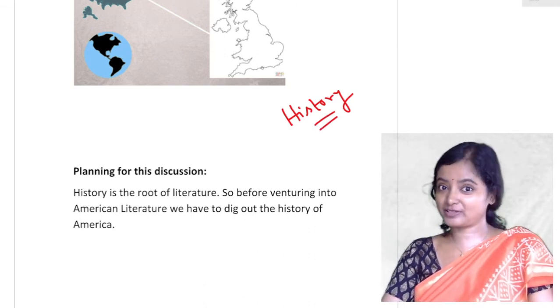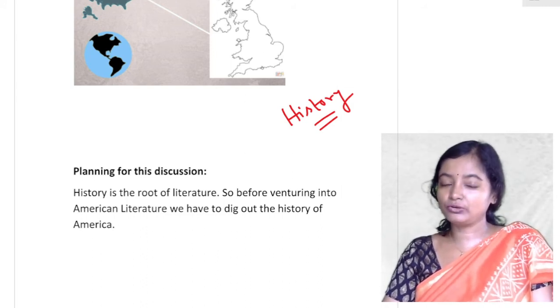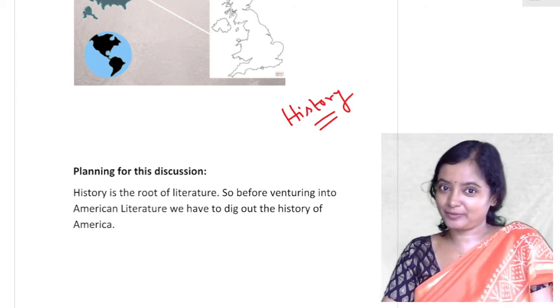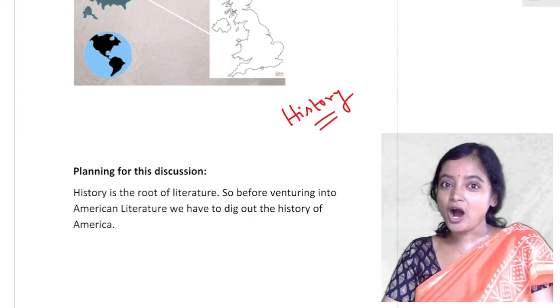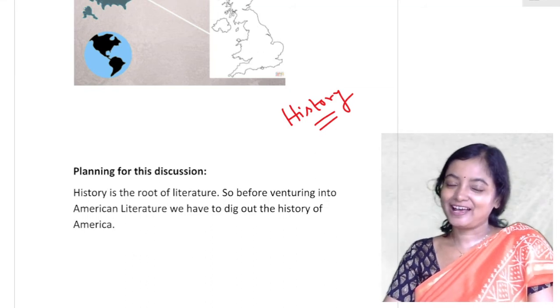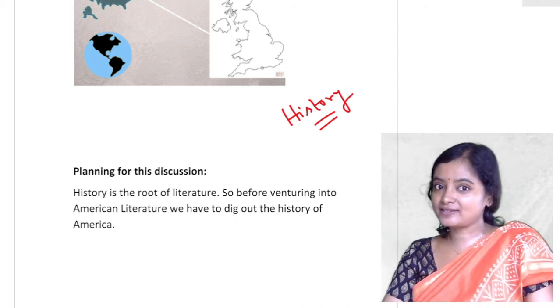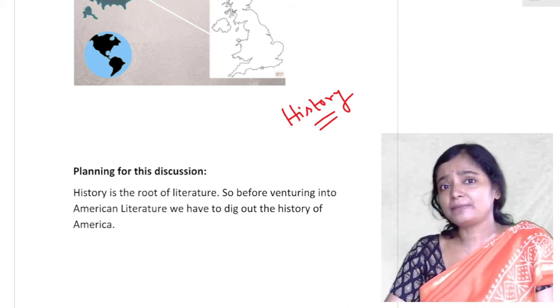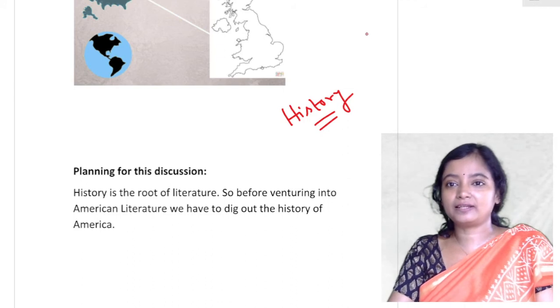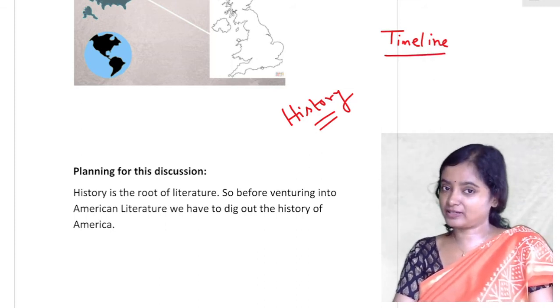So how will we proceed? What is our study plan? What is our strategy? At the very beginning, we will focus on the history of America: how America came into existence, how America was discovered, and how the inhabitants settled there. We will discuss this through a timeline. Why through a timeline? Because if we discuss something through a timeline, it will be easier for us to remember and understand. So our plan is that we will proceed through the history part first.